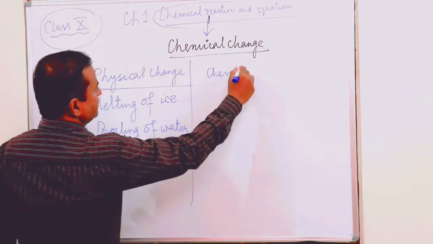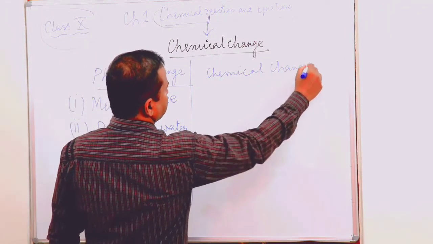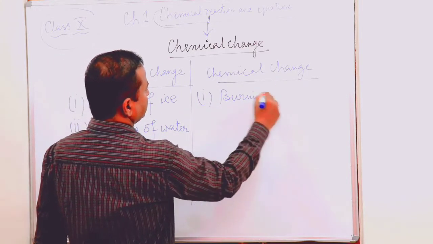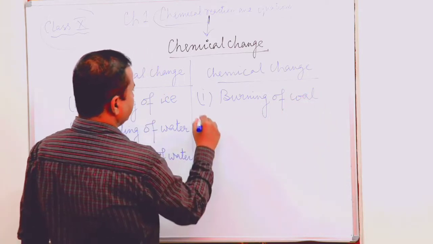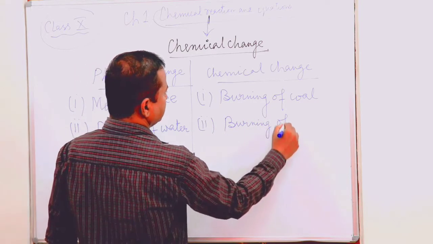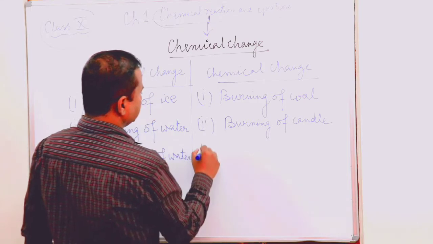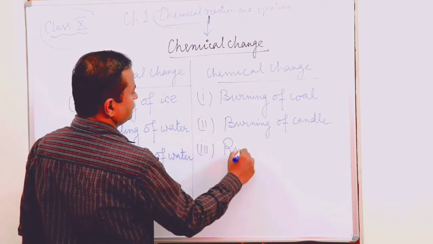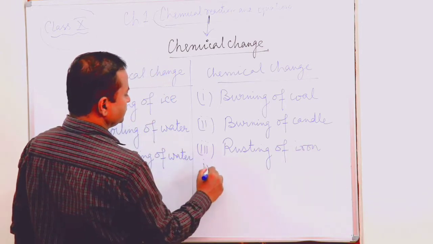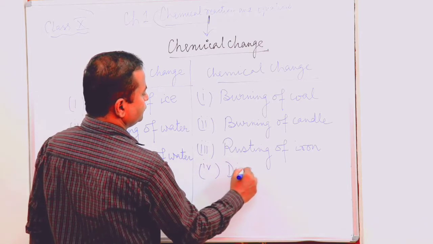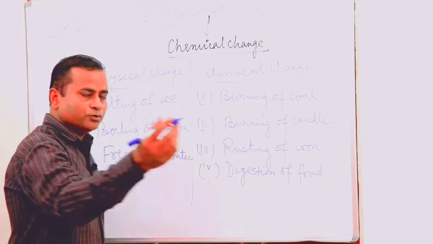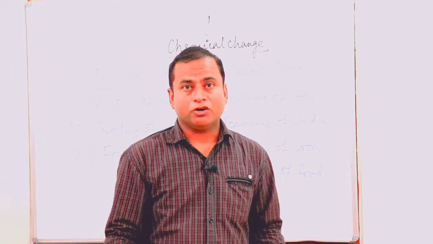Now let's see some examples of chemical change. First, burning of coal. Second, burning of candle. Third, rusting of iron. Fourth, digestion of food. We can take so many examples like curdling of milk, ripening of fruits.